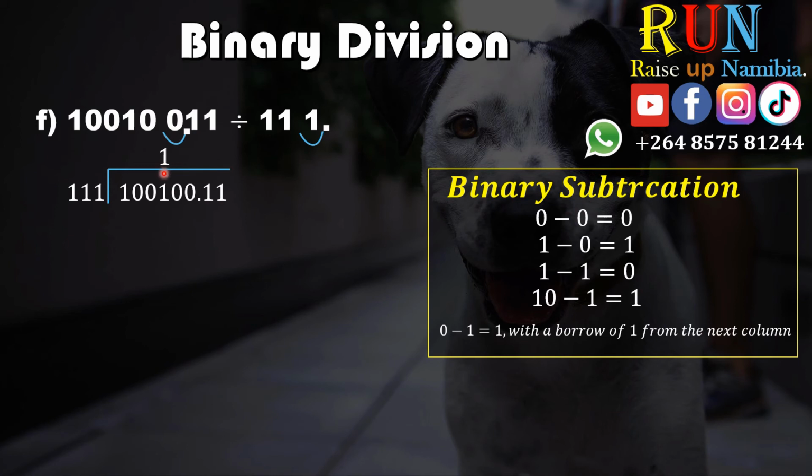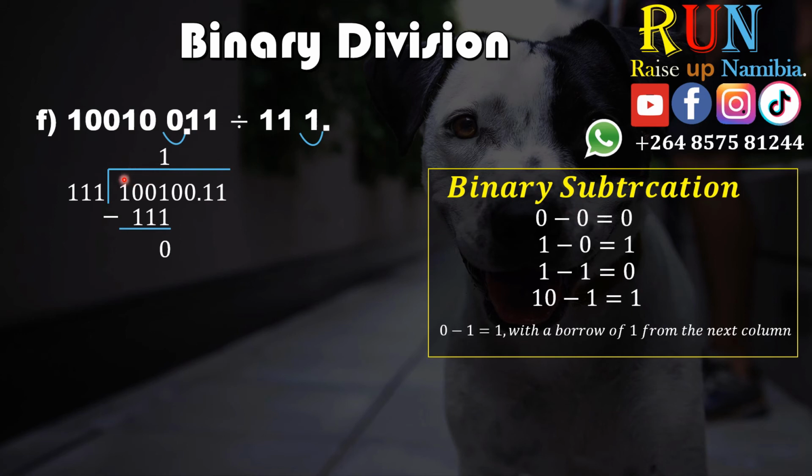Okay? Now after we write our 1 there, we say 1 multiplied by 1, 1, 1 will be 1, 1, 1. We draw our line and then we subtract. So what is 1 minus 1? That will be 0. And then 0 minus 1 is 1 with a borrow of 1 from the next column. So first we need to borrow. Can we borrow here? No.